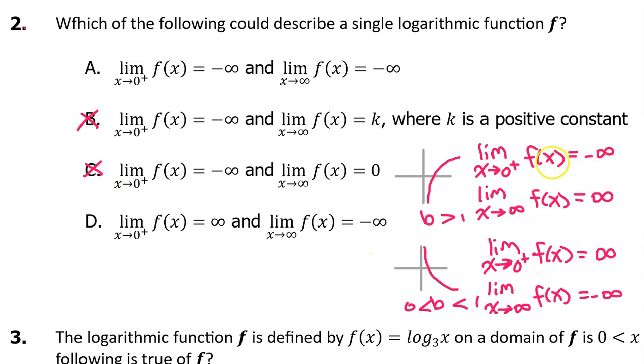Also notice that the left and right end behavior are always opposites. It's either negative infinity and positive infinity, or positive infinity and negative infinity. It can't be the same for both. So the answer cannot be A. It cannot be negative infinity on the left and negative infinity on the right. That would look like this, and that is not what a logarithmic function looks like. So the answer cannot be A, so the answer must be D. And specifically, D matches this one. It would be this graph.